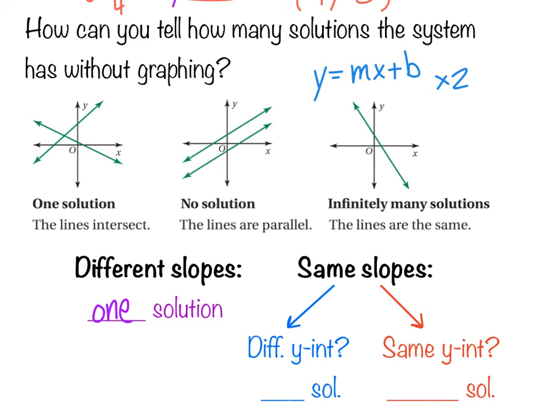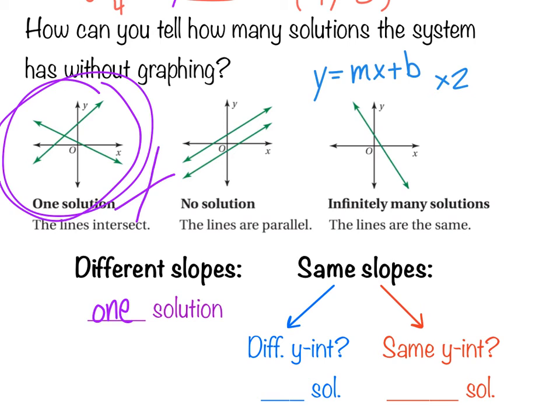And you can see these lines up here, they have different slopes. Not only is one positive and one negative, but even if one was positive and the other one was even steeper than positive, well, they still intersect, right? So if they have different slopes, there will always be one solution. They will always intersect somewhere. It's when the slopes are the same that we run into the all solutions or no solutions. So if you have the same slope, then you have to then check the y-intercepts.